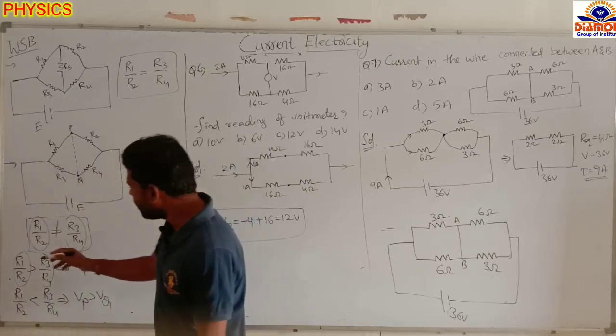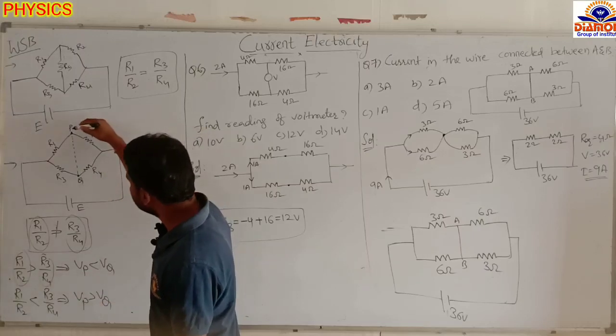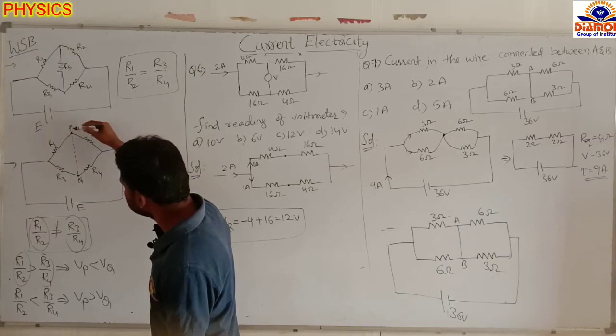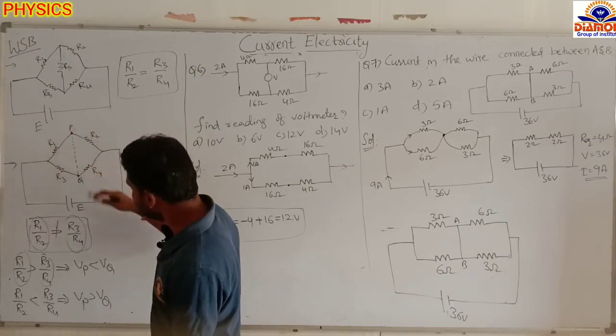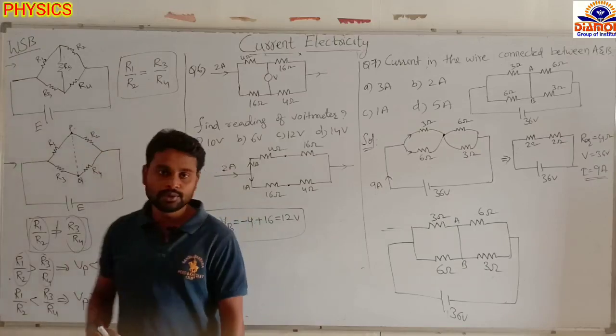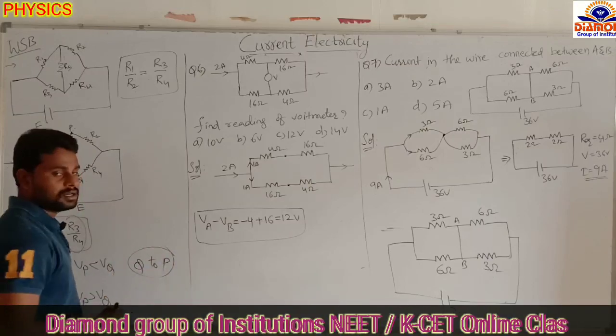Okay, remember. So if the R1 by R2 ratio is greater than R3 by R4, it means the potential at P is less than the potential at Q. That means this is at low potential, this is at high potential. Then current will move from the high potential to the low potential. The current direction is from Q to P.